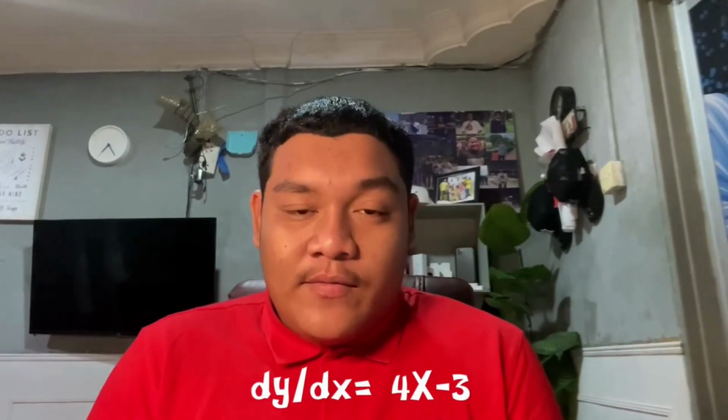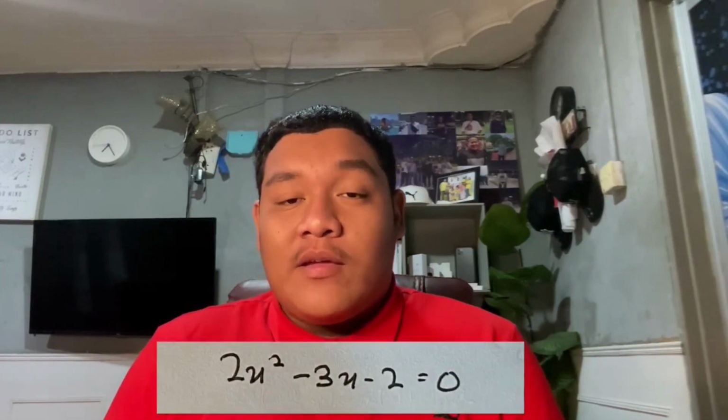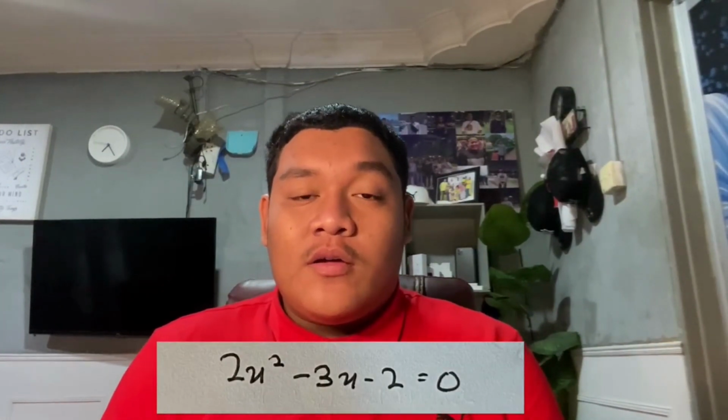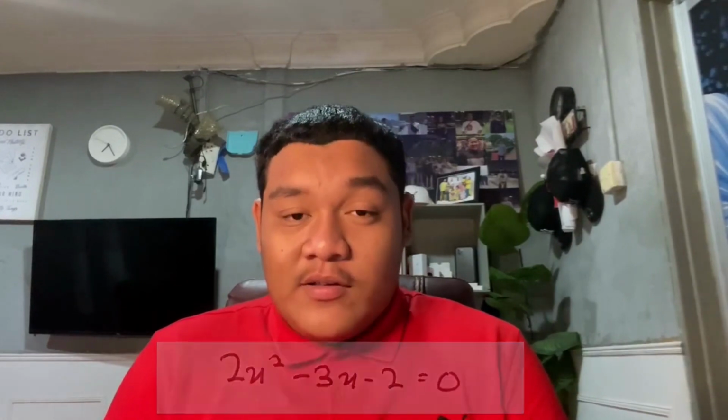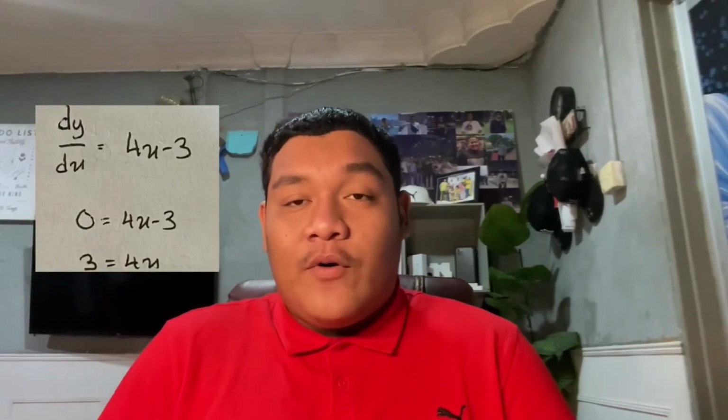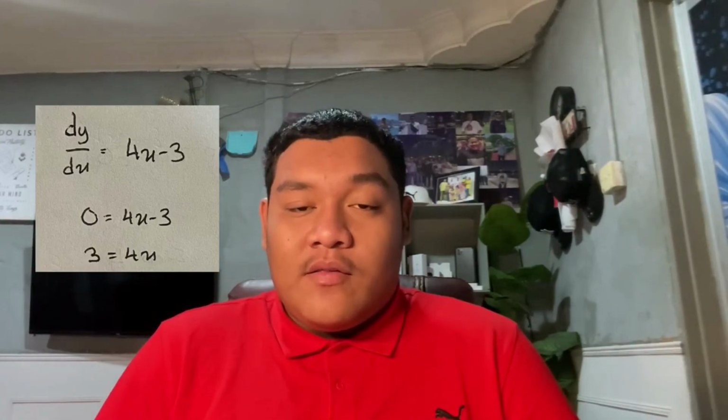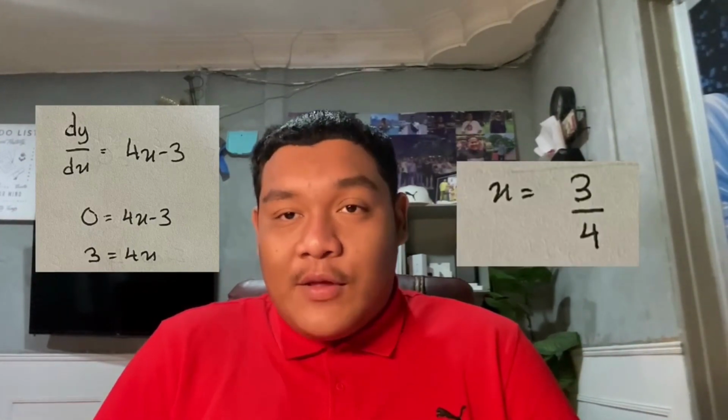So dy/dx is equal to 4x minus 3. You differentiate the equation you got before, 2x² minus 3x minus 2, and you get 4x minus 3. So let dy/dx equal to 0, you put 0 equal to 4x minus 3. You arrange and solve this equation, you get x is 3/4.